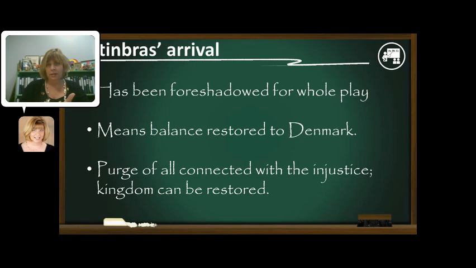He has a steady march, a steady plan, and when we get to the end of the play in Fortinbras's arrival, it means we have that balance restored again to Denmark, and that all of the people connected with the injustice in this kingdom have basically been purged, and we can have this restoration of order in the universe that was upset when Claudius put things out of their natural order by murdering his own brother at the very beginning of the play.